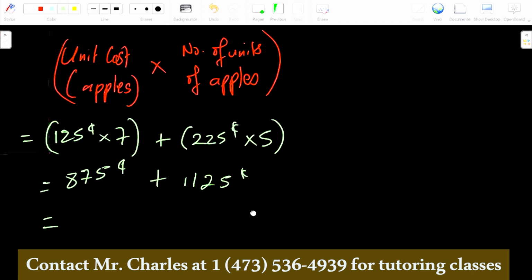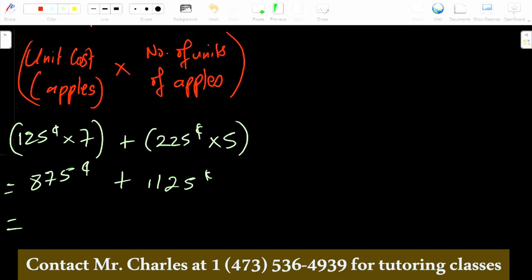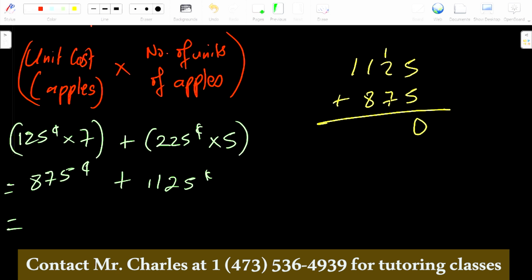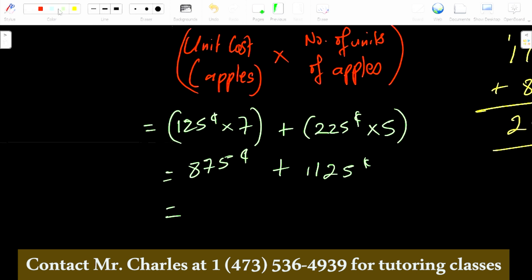So the total amount of money spent is the sum of these two. Let's work it out on the side there. That's 1125 plus 875. So 5 and 5 is 10, 7 and 2 is 9, and 1 is 10, 8 and 1 is 9, and 1 is 10, and 1 and 1 is 2. So that's 2,000 cents, the total amount spent.